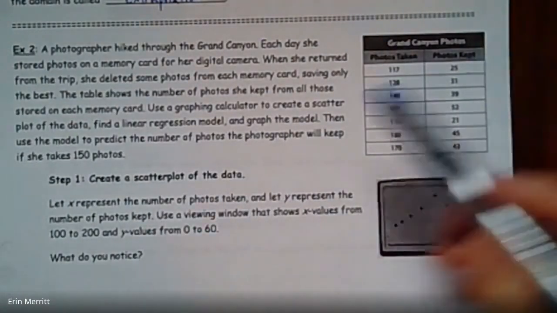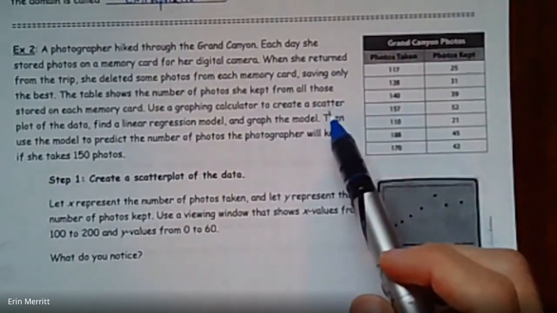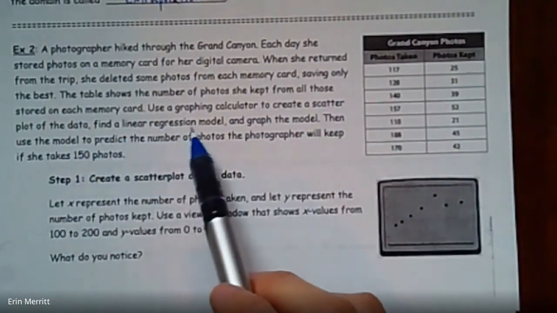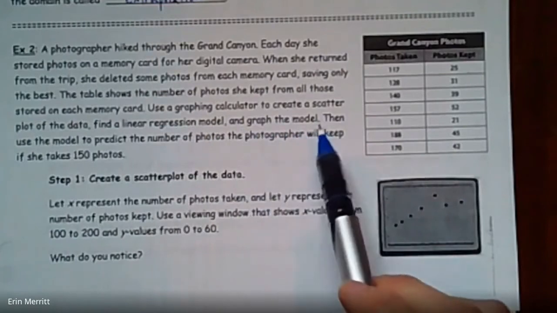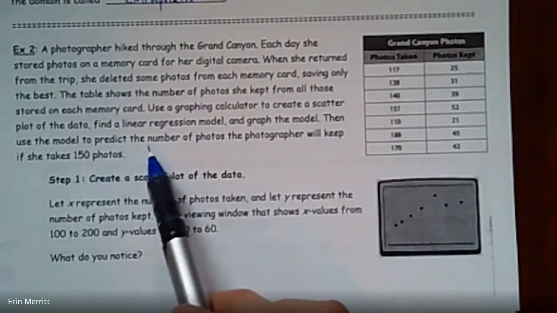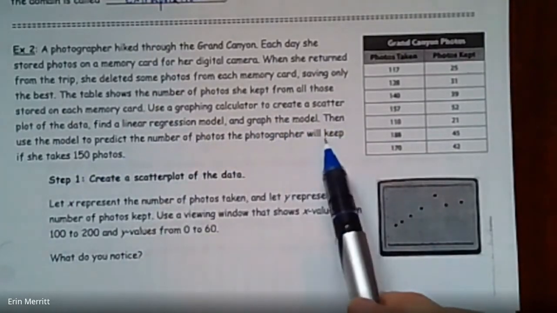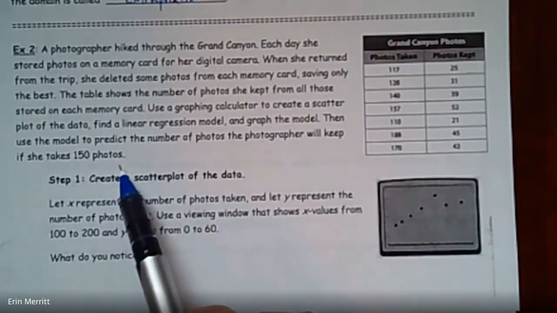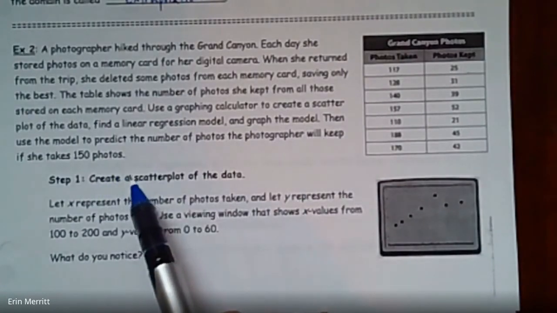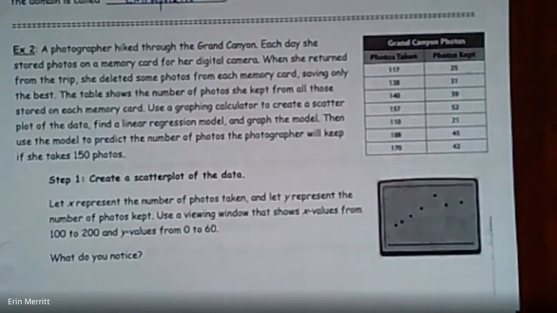It says use the graphing calculator to create a scatter plot of the data, find a linear regression model, and then graph the model. Then use the model to predict the number of photos that the photographer is going to keep if she takes 150 photos. So what I want to do is just walk you through what's happening here.